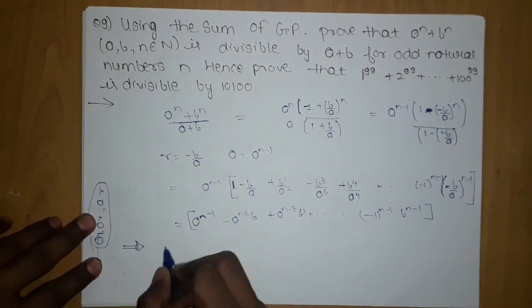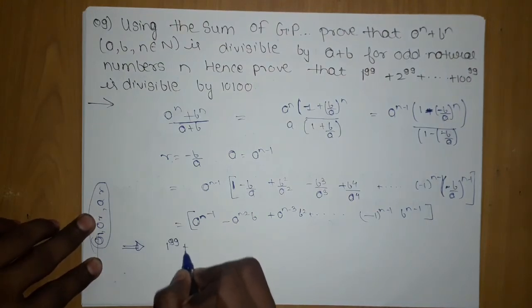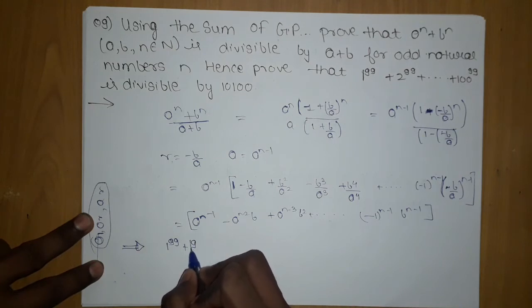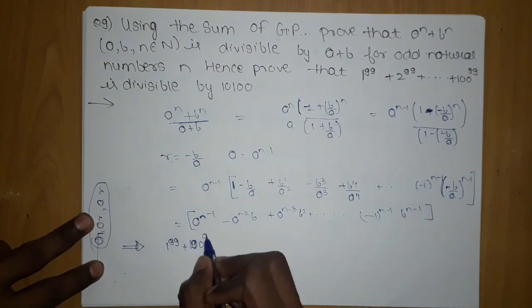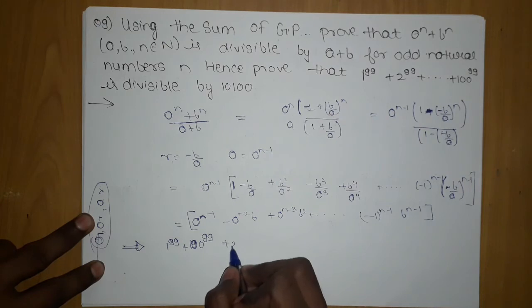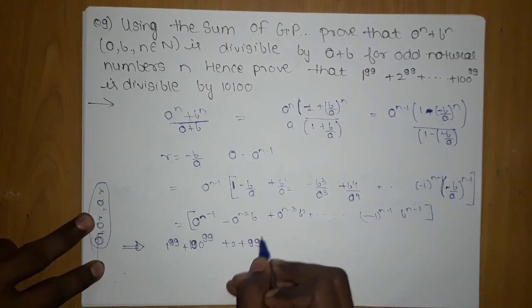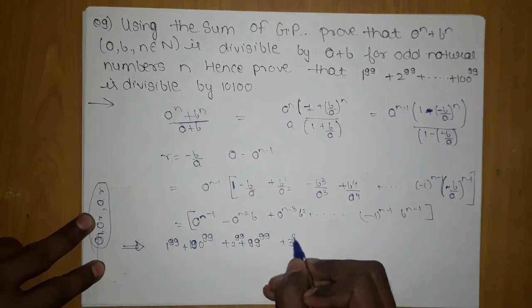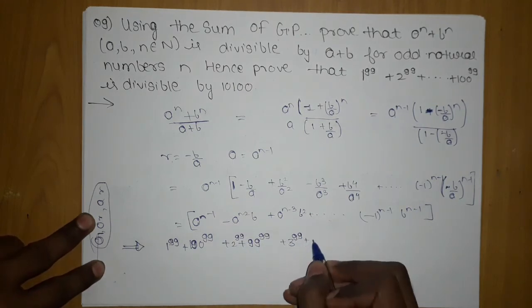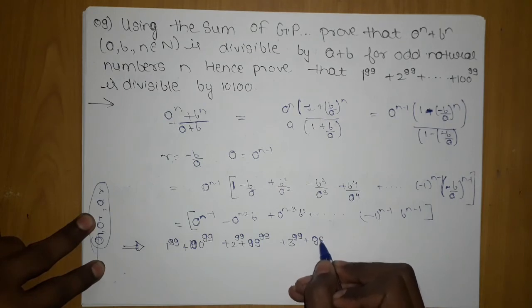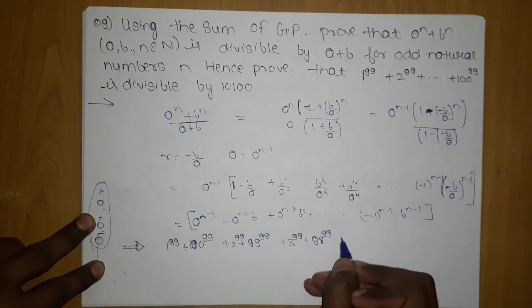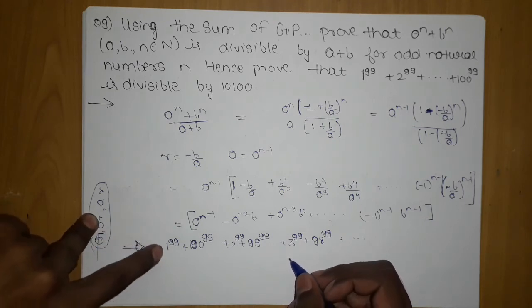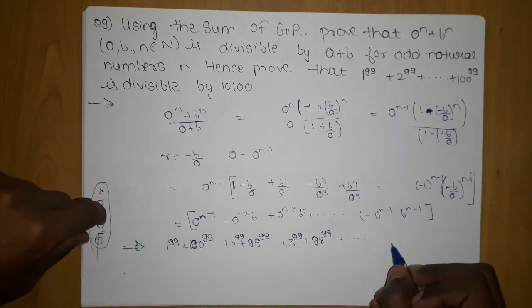Okay, I have 1 power 99. If I combine it with 100, the last term from the back is 99. Similarly, 2 with 99, power 100 and 99. Similarly, 3 with 98 power 99, and the last term will be, here it is one less, 50.